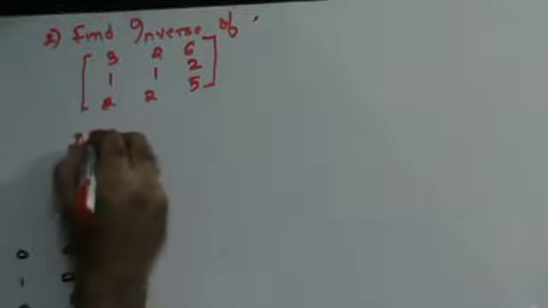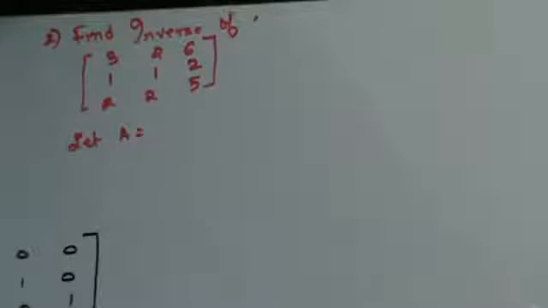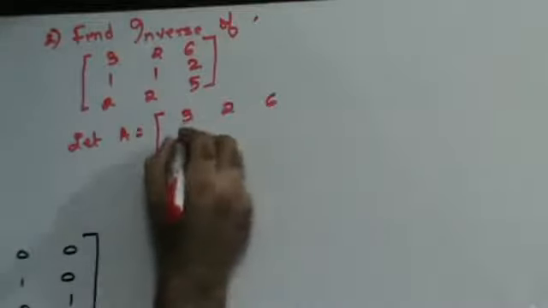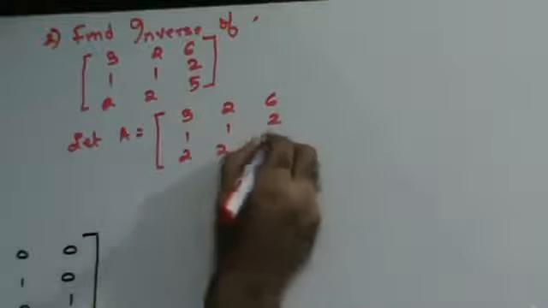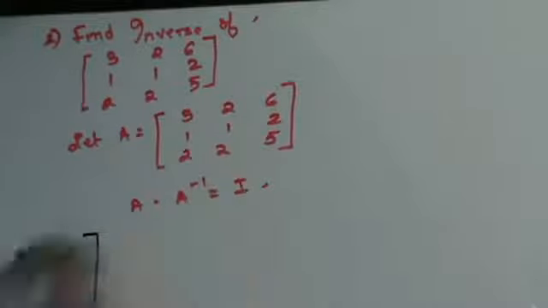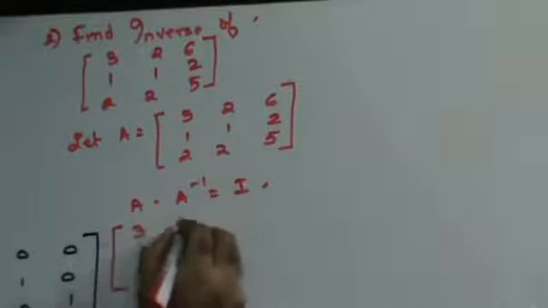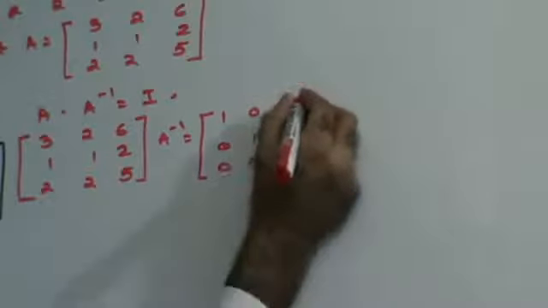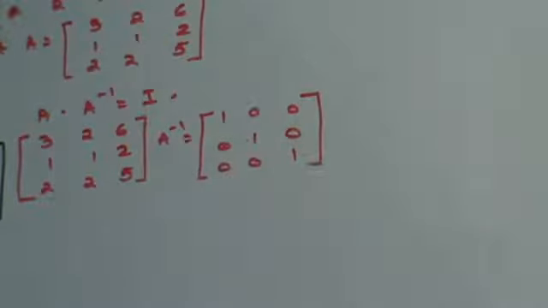Right? First of all, whatever is the sum, let us assume that to be A. So let us assume that A equals 3, 2, 6, 1, 1, 2, 2, 2, 5. Right? Then I can say A into A inverse is I. Now this can be written as A, 3 2 6, 1 1 2, 2 2 5, into A inverse is I, 1 0 0, 0 1 0, 0 0 1. Right? Now remember the method. The number in position 1 has to be 1.